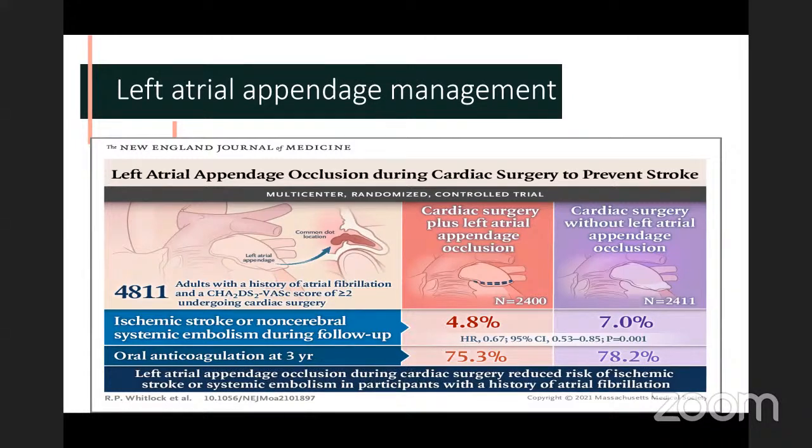And they found a significant reduction of the risk of stroke in the left atrial appendage closure group, compared to the patients who did not have their appendage closed. This study concluded that closure of the left atrial appendage reduced the risk of ischemic stroke and systemic embolization in participants who have a history of atrial fibrillation.